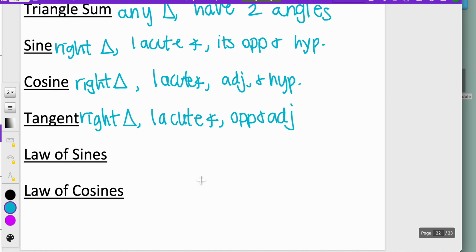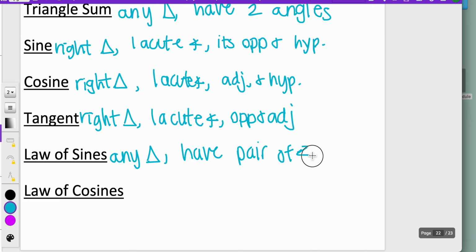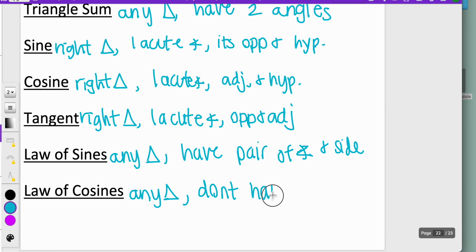Okay. The law of sines can be any triangle. You have your pair of angles and a side. Okay. Then for your law of cosines, you can also use any triangle, but you don't have a pair of angles and sides, like angle A and side A, or angle C and side C. Okay? That's going to conclude our lesson on 9.7 day 2, law of sines and cosines.